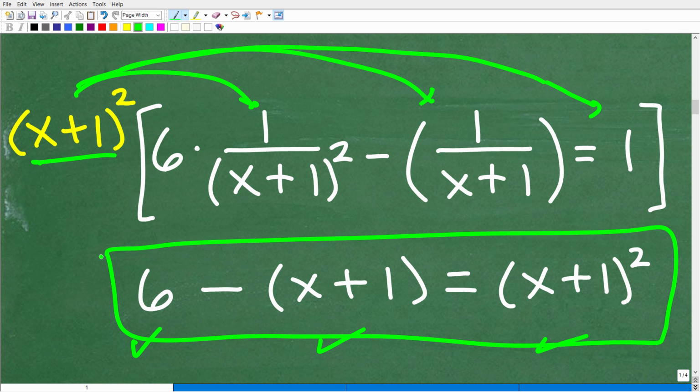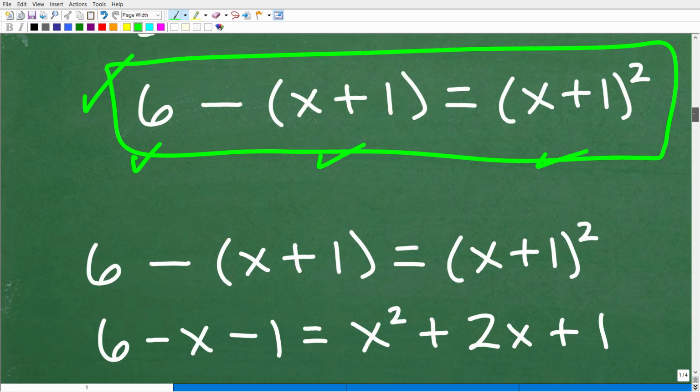But remember, by multiplying both sides of the equation by this expression, we could have extraneous solutions, so we have to check for those. But anyways, let's go ahead and take the next step, which is to start cleaning up this equation. Let's go ahead and do that now.